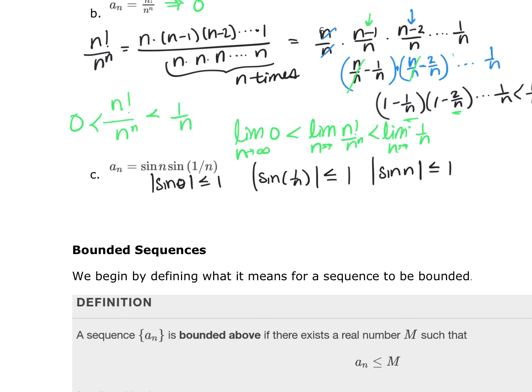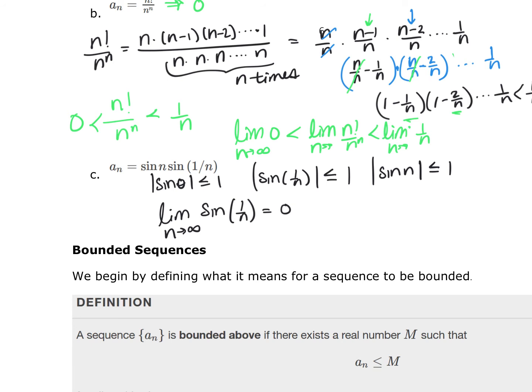Now we also know the limit as n approaches infinity of the sine of 1 over n is going to be 0, because as n gets really large, we're taking the sine of basically 0. The sine of 0 is 0 all day long.